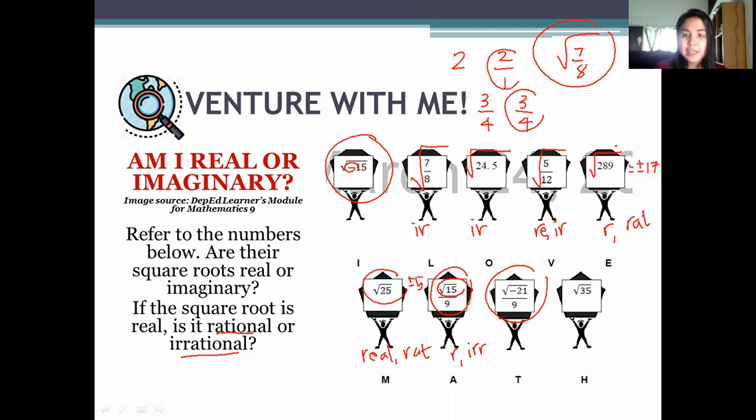It is imaginary. And remember, if it's imaginary, we don't need to classify it as irrational or rational, because rational and irrational numbers are real numbers, never imaginary. Next, the last one, square root of 35, real or imaginary? Very good, it's real. How about rational or irrational? Oh, that's great. We say it's irrational. The answer is still square root of 35.